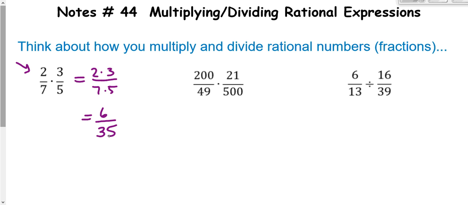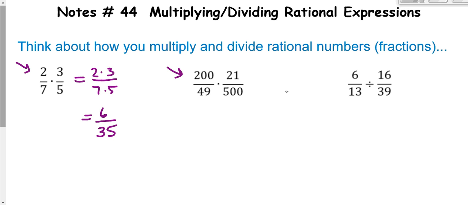Now suppose you had something like the second one. You could just multiply the numerators, 200 times 21, and multiply the denominators, 49 times 500, and that would give you 4,200 over 24,500, but the problem is then you have to reduce it, and you've just made it difficult on yourself to reduce by multiplying the numbers first. So that's not what we want to do.